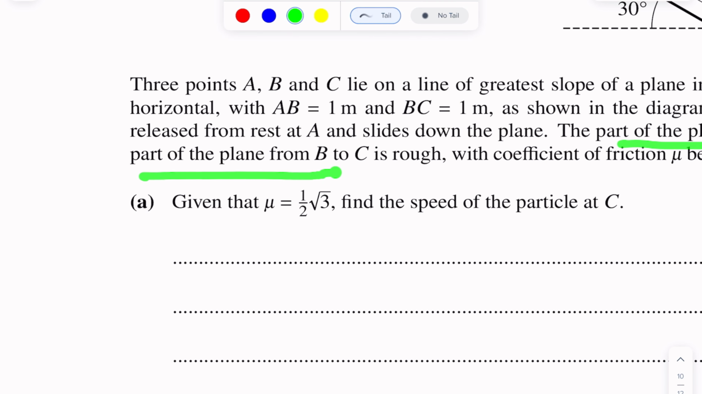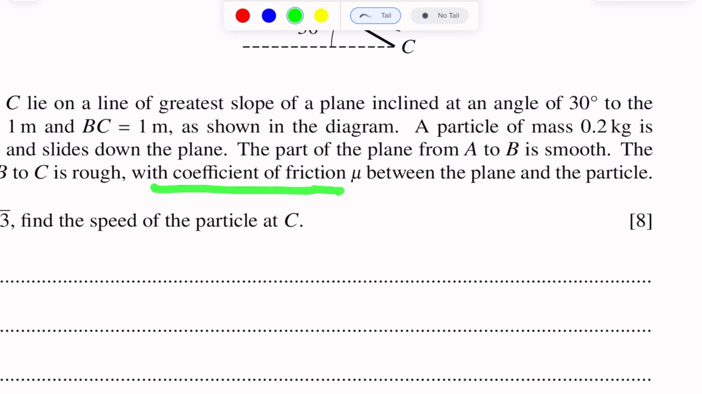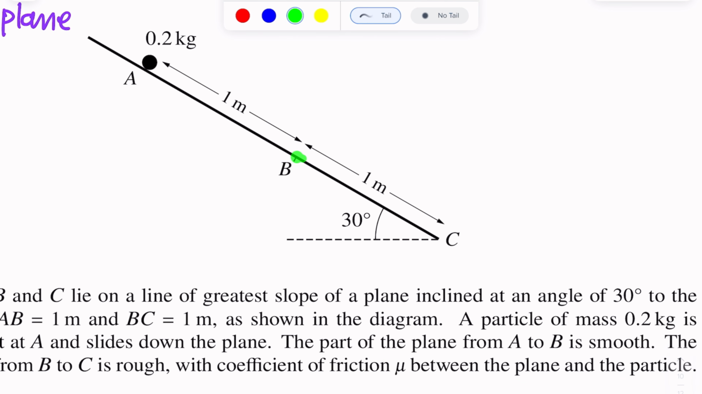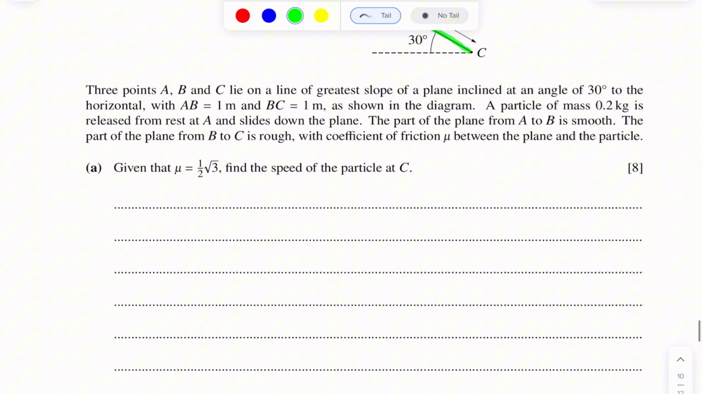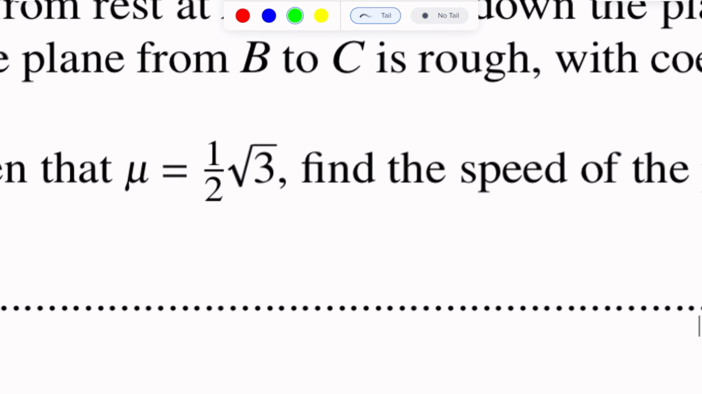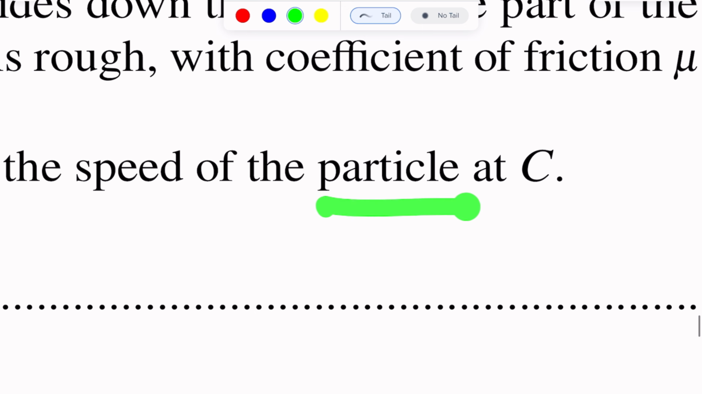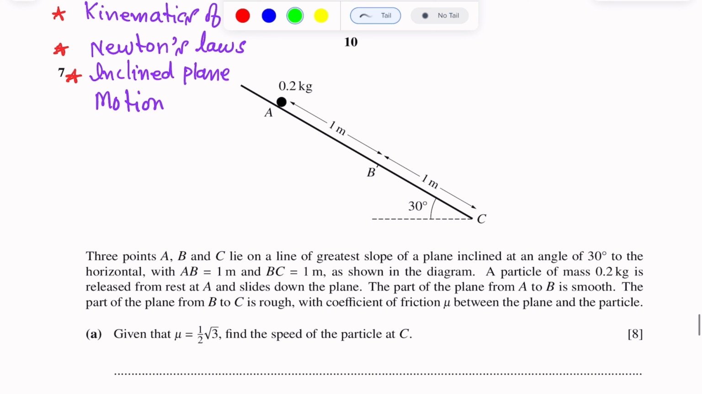The part of the plane from B to C is rough, with the coefficient of friction mu between the plane and the particle. This part of the plane BC is rough. This shows that friction must be there in part BC of the plane. Given that coefficient of friction mu is 1 over 2 root 3, find the speed of the particle at C.